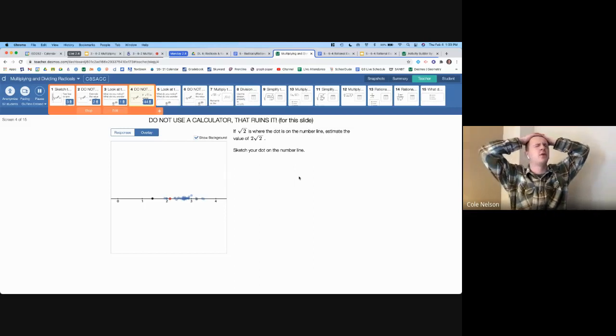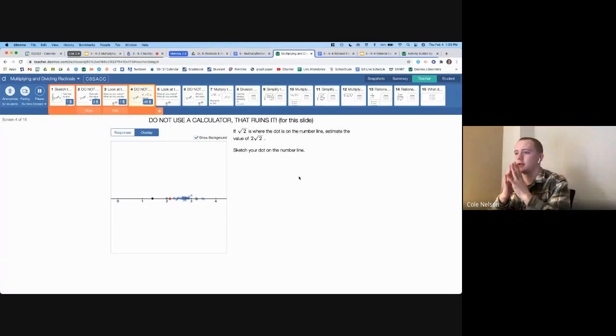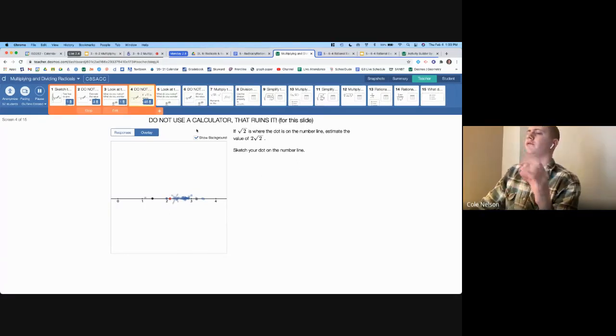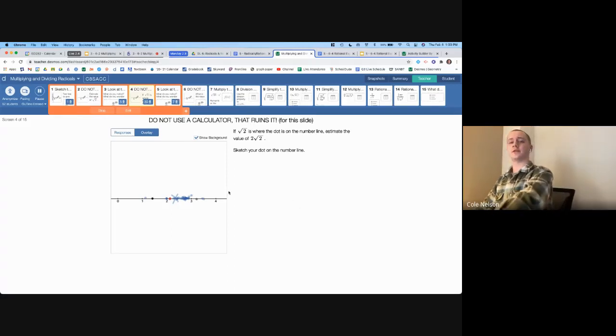The square root of 2 is about, I'm not going to say it yet. The square root of 2 is about 1.414-ish. You can check my work if you want. On slide 5, what do you notice? What do you wonder about the overlay that I have on the screen right now?